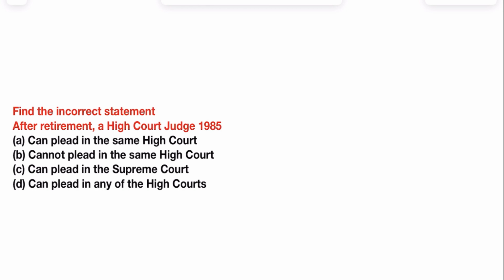After retirement, a High Court judge, this was asked in 1985, can plead in the same High Court, cannot plead in the same High Court, can plead in the Supreme Court, can plead in any of the High Courts. So these all three statements are correct. He cannot plead in the same High Court. So answer will be A. You have to find incorrect statement.